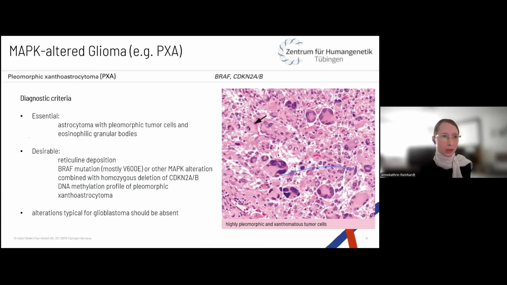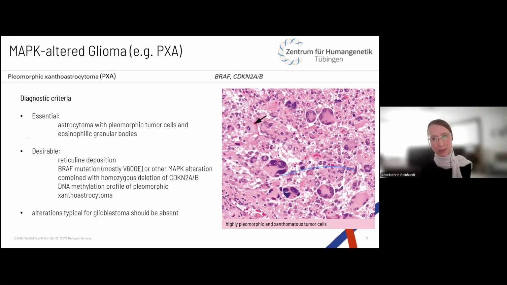So let's look into the MAP kinase altered gliomas, and I will just refer to the pleomorphic xanthoastrocytoma, or PXA, because it's the most frequent one among this group, and it can be easily mixed up with glioblastoma, which would also have prognostic implication, because PXAs have grade 2 or 3, while glioblastoma has grade 4. And there are also therapeutic implications, which I will refer to later. Due to the WHO classification, PXAs are mostly classified by histology.